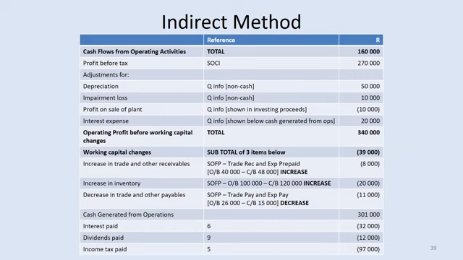Profit on sale of plant, that is shown elsewhere. It's shown in investing, the proceeds from the sale of the plant. And interest expense, it's also shown elsewhere. It's shown below cash generated from operations. It's the 3rd row from the bottom. So we are eliminating it at that point. We don't want to double count it.